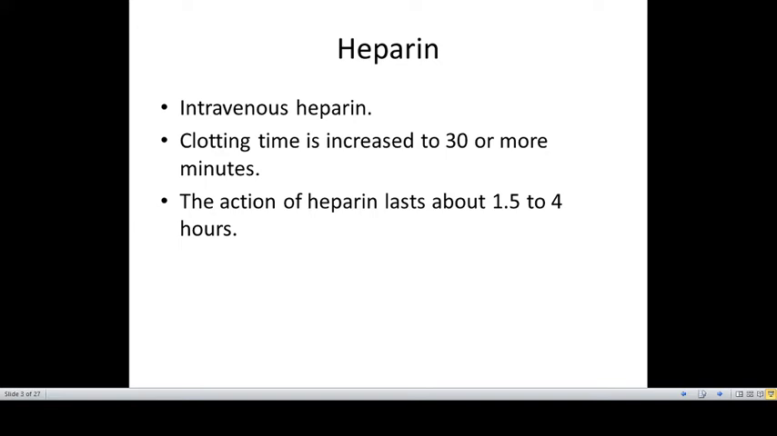Heparin is a very common clinical anticoagulant. It is used widely as a pharmacological agent. Commercially, heparin is extracted from different animal tissues. Heparin is given in the dose of 0.5 to 1 milligram per kilogram of body weight intravenously. This can cause the blood clotting time to increase to 30 or more minutes, and this change in clotting time is instant. The action of heparin lasts about 1.5 to 4 hours.